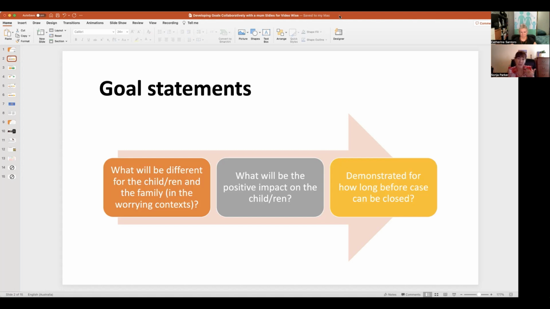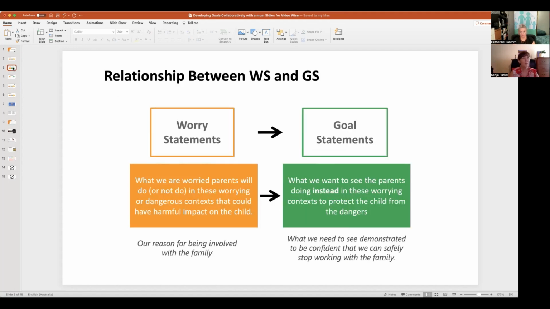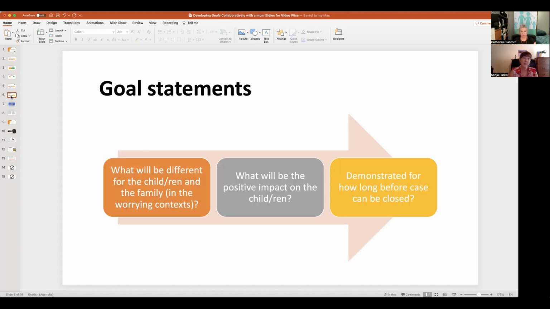So how do we first elicit the parents' views on the goals and then bring that collaboration together to get the goals clear, ensuring that there's sufficient safety and protection articulated within the goal? So let's have a look at the formula that we use for goal statements. Kath, would you just mind jumping back to the previous one? Thanks. If we just look first at a very loose formula that we use for goals.